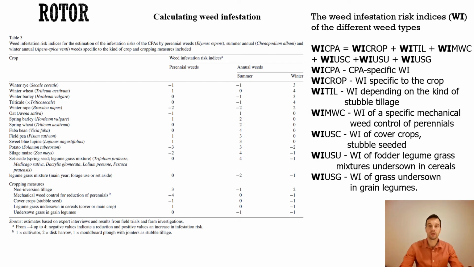The weed infestation risk indices of different weed types, which are perennial, summer annuals, and winter annuals, are calculated for every crop production activity by adding the indices of the crop type and different specific cropping measures.